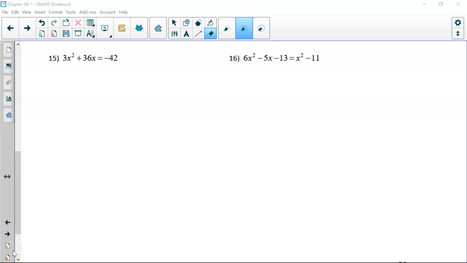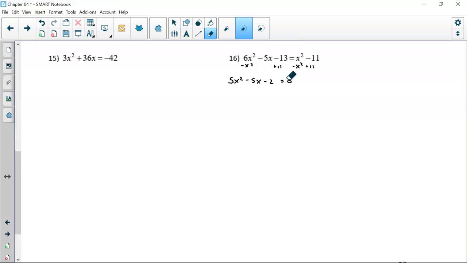Back to more 4.3.1. We're still talking about completing the square. So now for problem number 16, we want to get everything onto the left-hand side first. We're going to subtract x squared from both sides, and we're going to add 11 to both sides. So we have 5x squared minus 5x minus 2 equals 0.